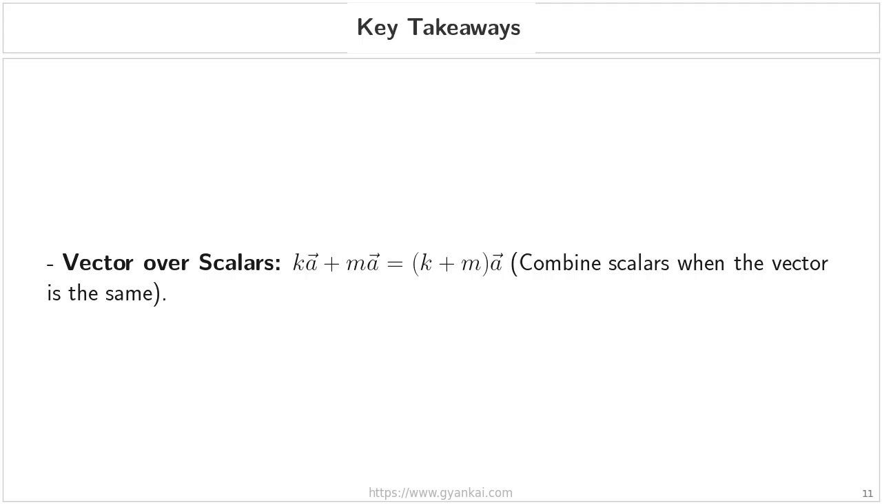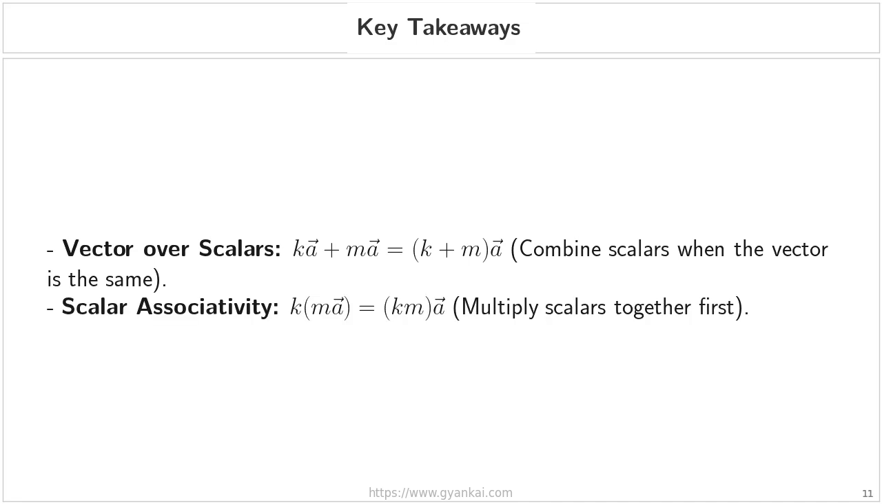First, we looked at the distributivity of scalar addition over vector multiplication. Remember, when you have the same vector being multiplied by two different numbers, you can simply combine those numbers. In mathematical terms, k a vector plus m a vector equals the quantity k plus m, all multiplied by a vector. Just remember, if the vector is the same, you can combine the scalars.